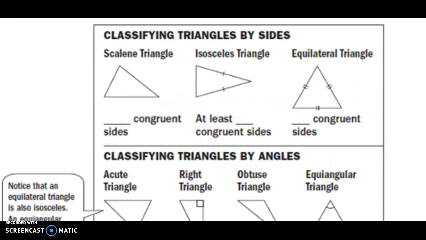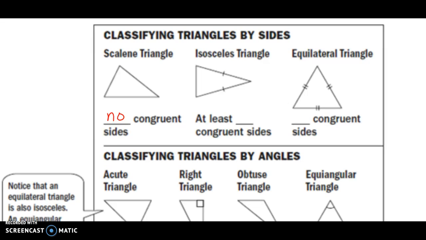So, take a look here. You probably know these words. You might not remember what they mean, but you've seen them before. A scalene triangle has... Zero. No congruent sides. Scalene means all 3 sides are different. And iso is 2 equal.